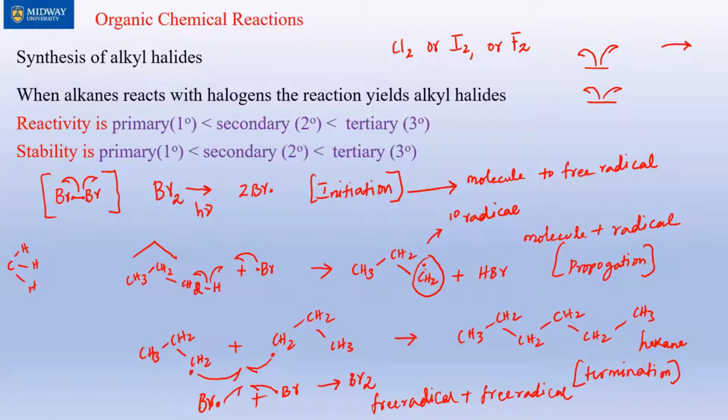Again, when 2 free radicals react, they don't have to be identical. There could be different combinations. That would be termination. All right, but I want you to understand, so this is the least stable. Remember, primary is the least stable.